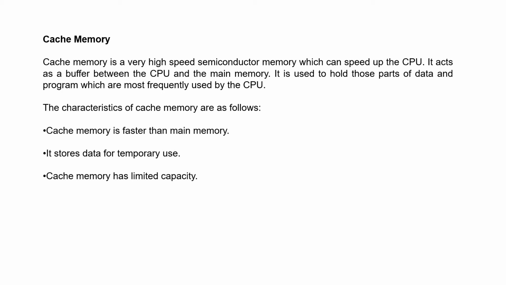The characteristics of cache memory are: it is faster than the main memory, which is discussed in the next slide. It stores data for temporary use. Cache memory has only a limited capacity.